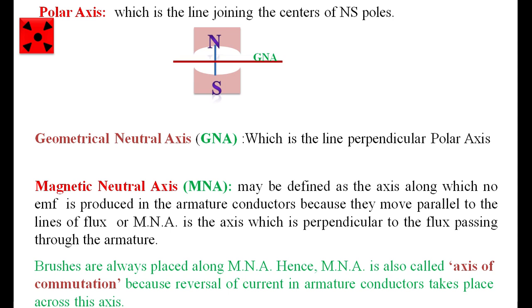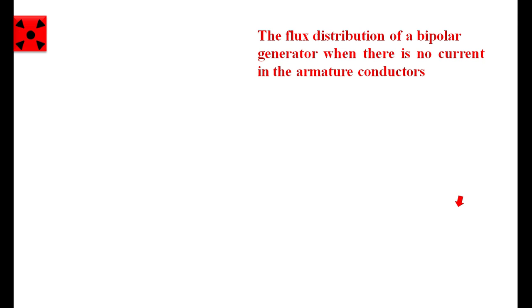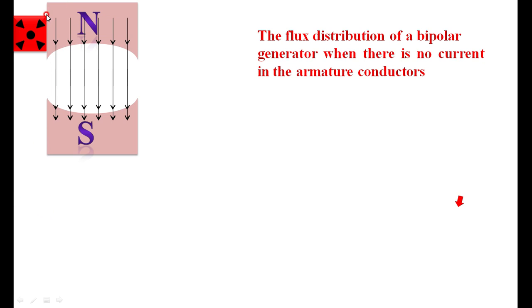Usually the brushes are always placed on the magnetic neutral axis. Then we have also seen that we are considering two different cases. In the first case, only the field winding is excited and there is no armature current. Then a flux is produced, represented by OFM. The magnetic flux is produced because of the field winding mmf on the N and S poles. This flux is known as the main flux.